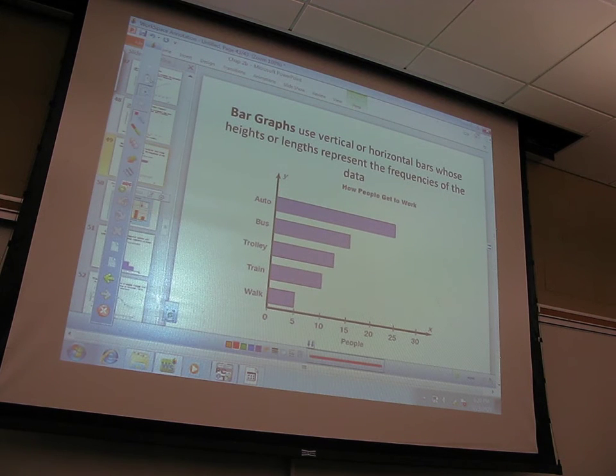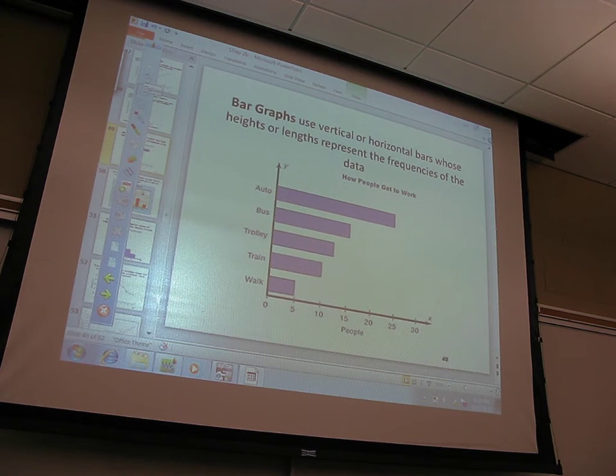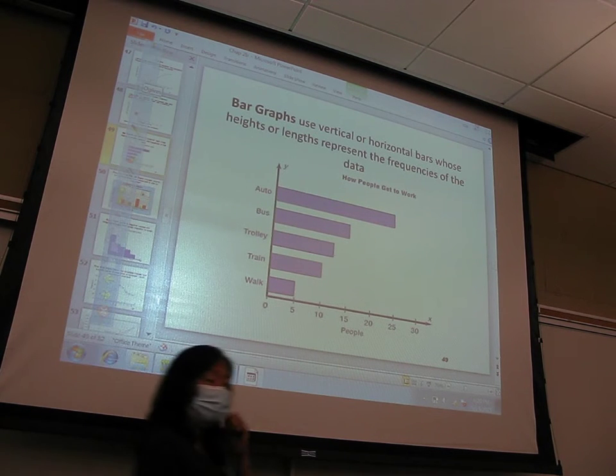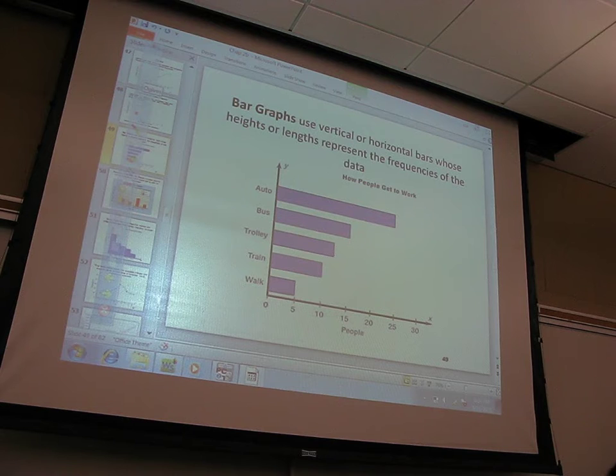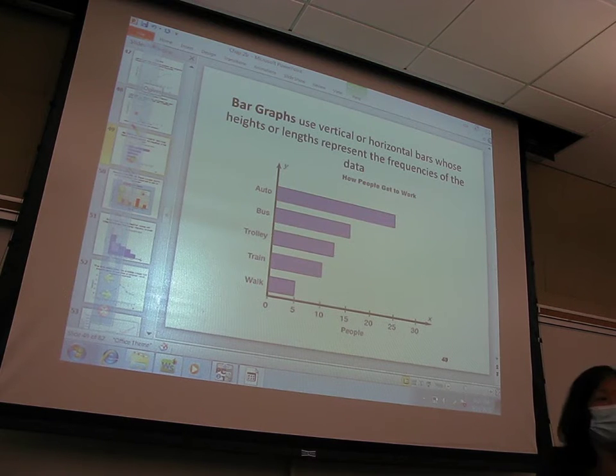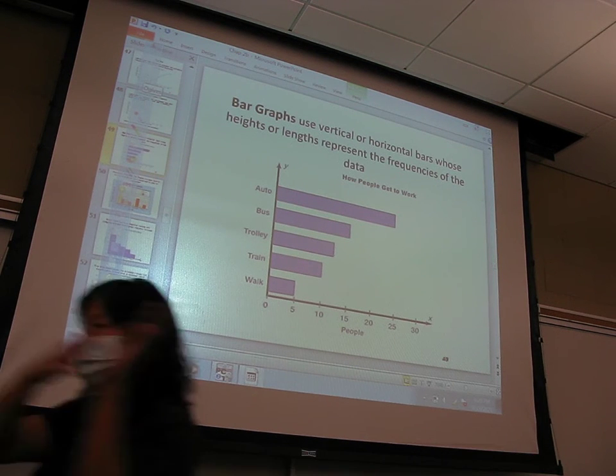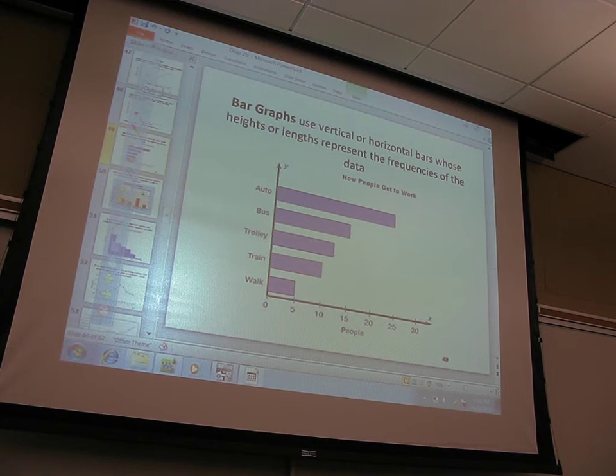Bar graphs. A histogram is a type of bar graph. Bar graphs use vertical or horizontal bars to represent the frequencies. They can either go up and down like this, or they can go sideways. This is a vertical one, and this is one where it goes sideways. You can go either way.